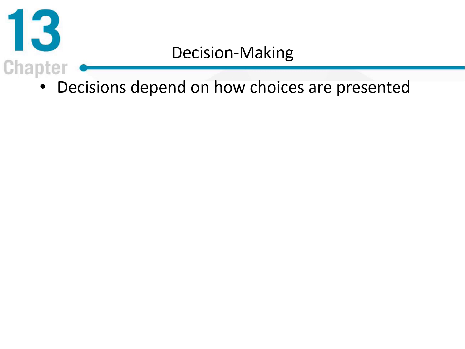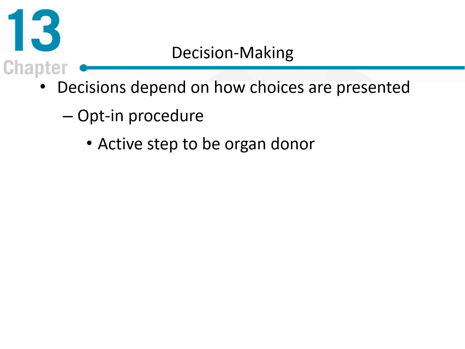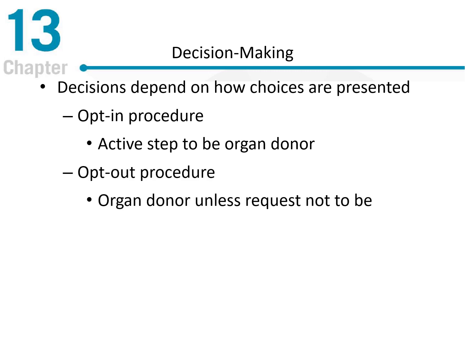Now, also, decisions really highly depend on how choices are presented. We're going to look at an opt-in versus opt-out procedure. For example, in our country, we have an opt-in procedure for being an organ donor. You have to make an active step to be an organ donor. So when you get your license, for example, you have to request to be an organ donor and have them put that on your license. Whereas in some other countries, they do the opposite. They do an opt-out procedure. Basically, everyone is labeled as being an organ donor unless they specifically request not to be.